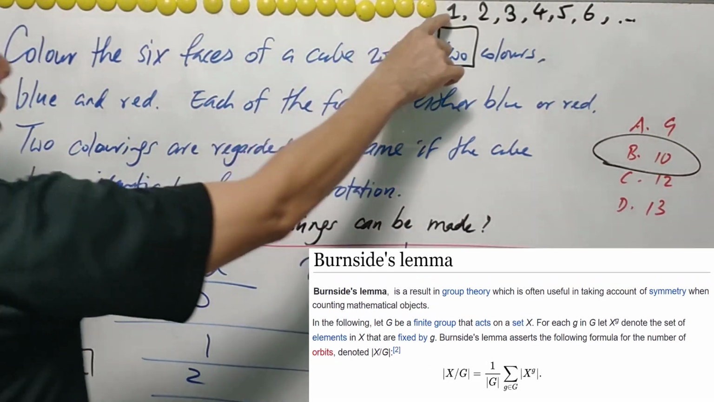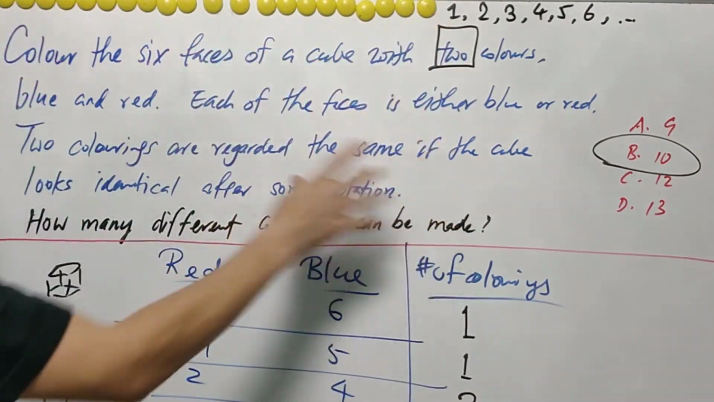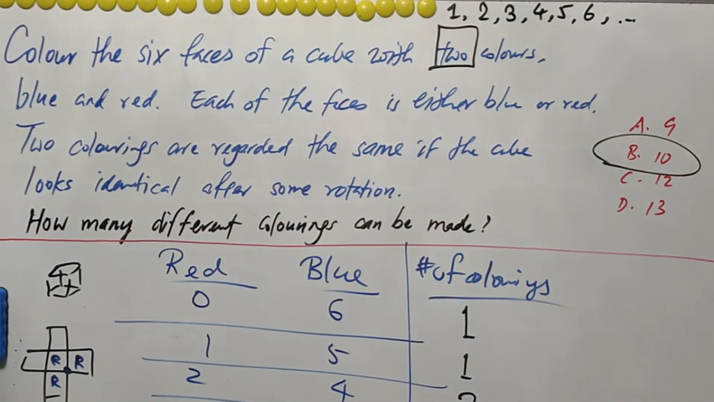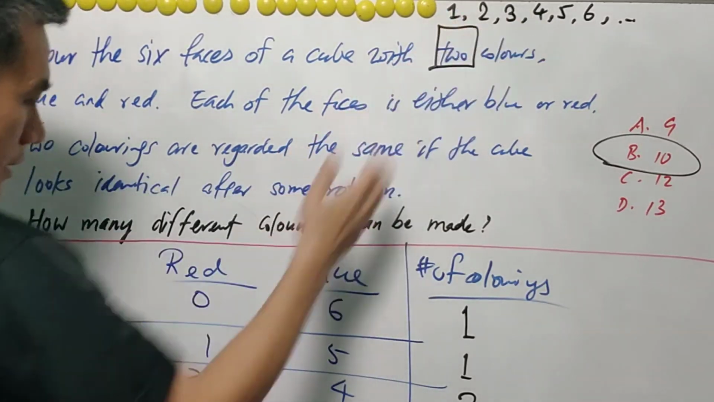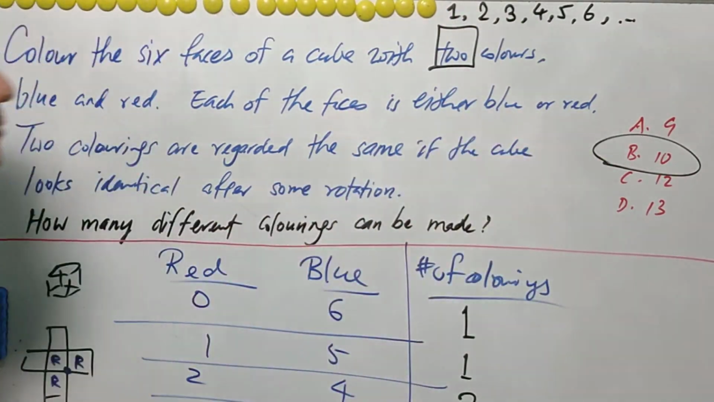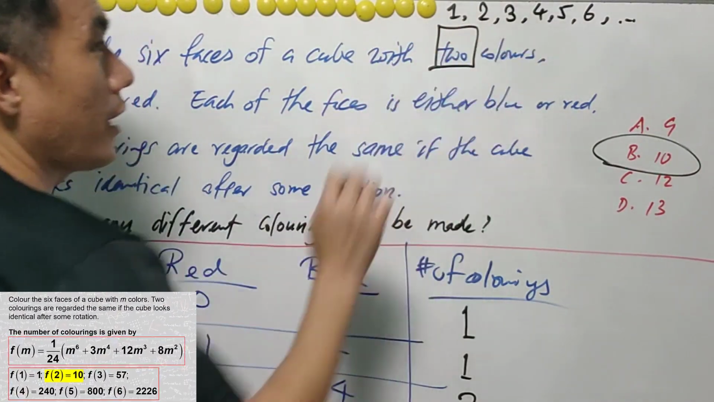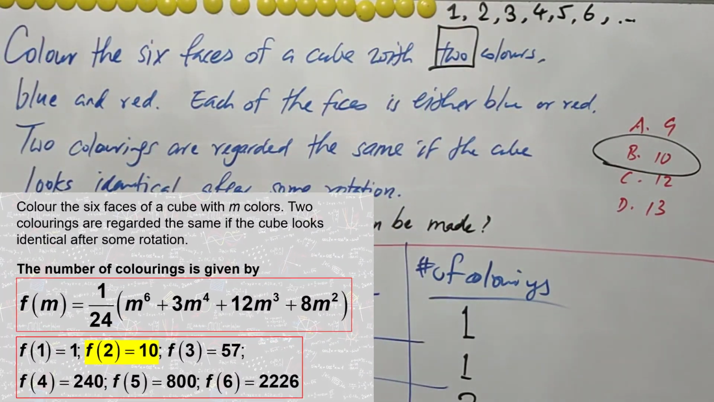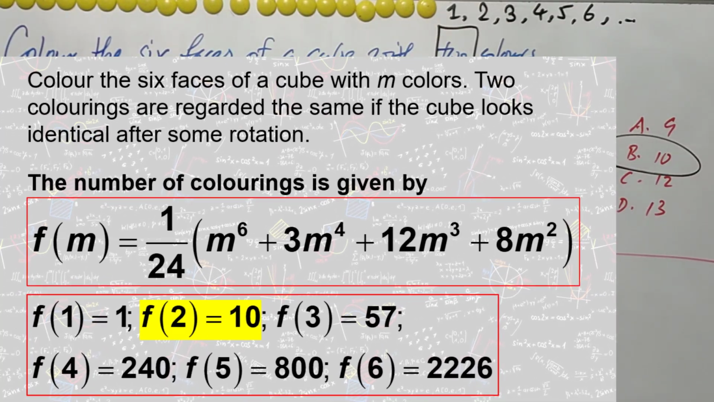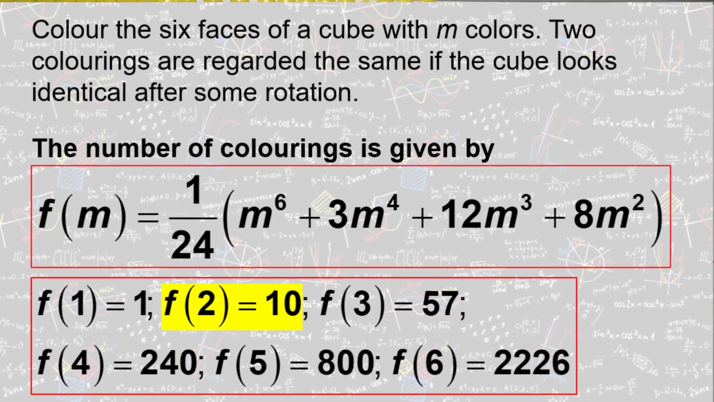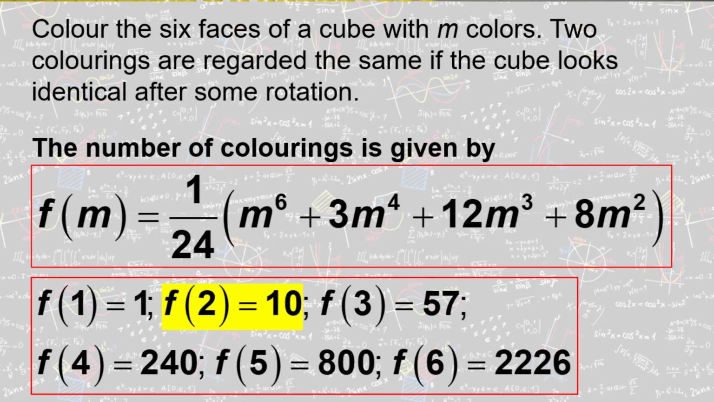Obviously, when it is only 1 color, then we have only 1 coloring. And if it is 2, then as you can see, there are 10. It is a little bit more challenging when you go to 3, and we know that it should be altogether 57. And when you have 4 colors, it is 240. And the number of colorings for 5 colors and 6 colors are as shown.